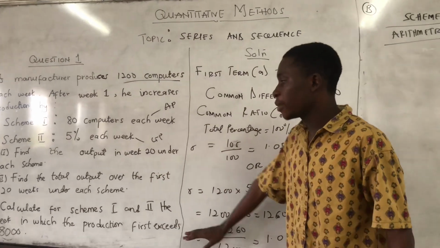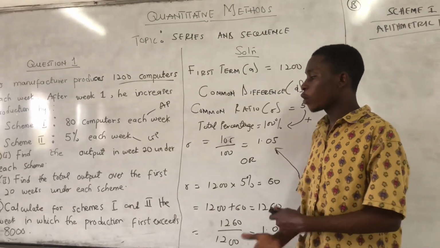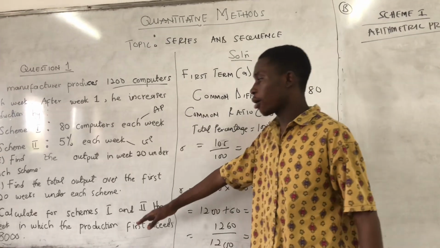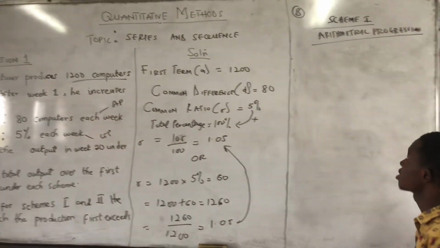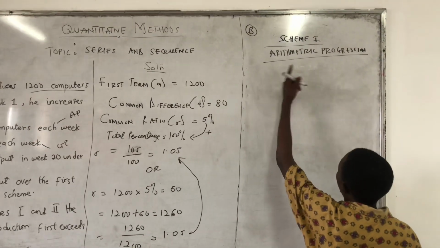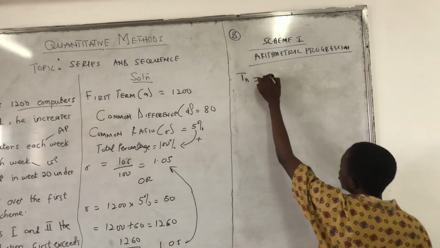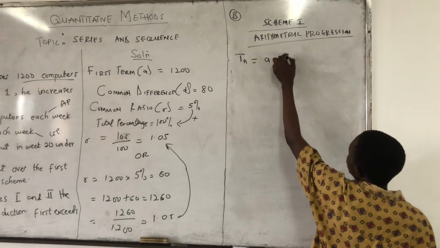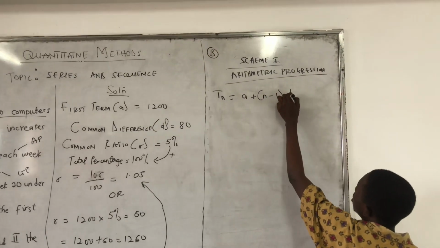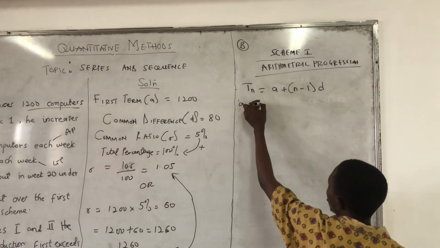Since it's just a mere question like this, calculate for schemes I and II the week in which the production first exceeds 8,000, then we are going to use what? Their what? Output what? Formulas. So scheme I, arithmetic progression, you have this: a plus into brackets n minus 1 d. Okay. Where a is our first term, 1,200.